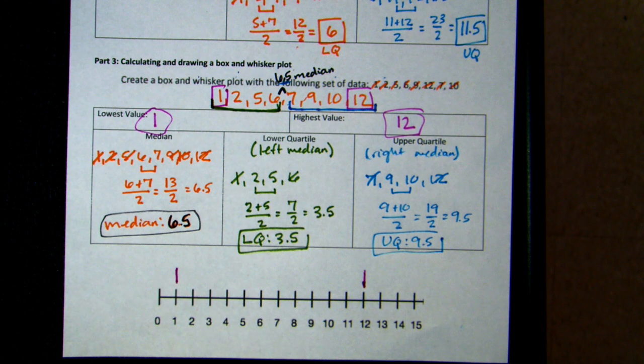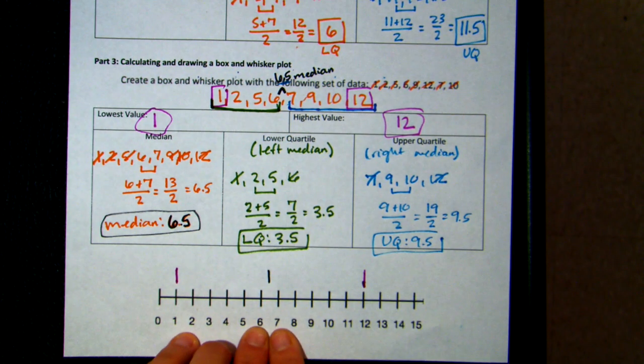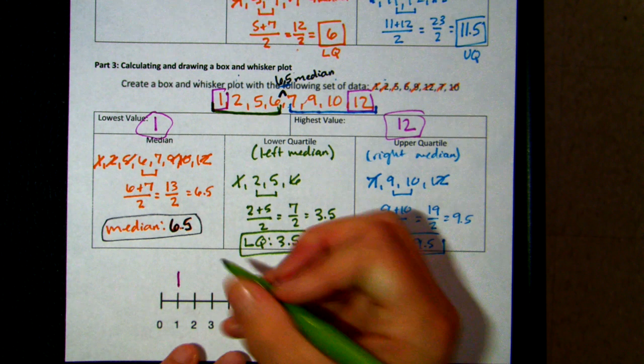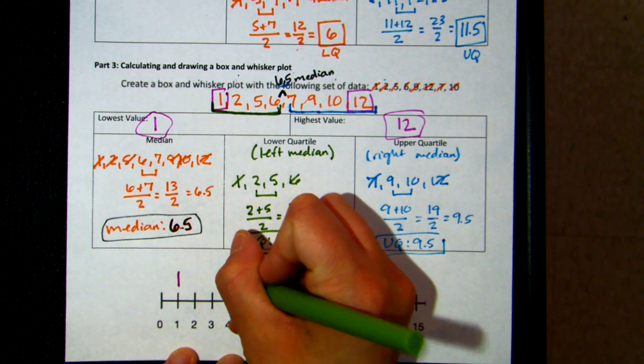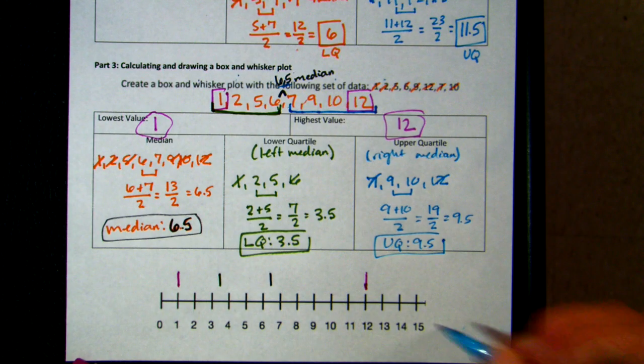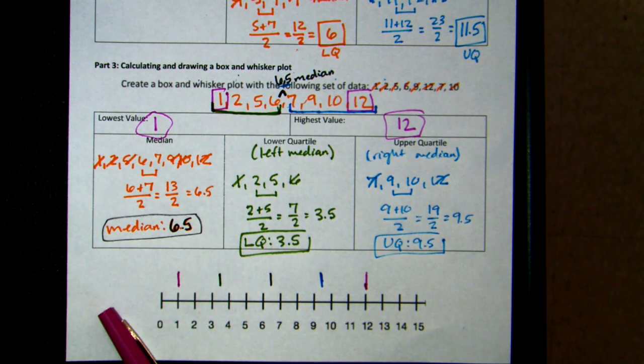Next thing I always draw in is my median, which is at 6.5. So I'm going to draw it in halfway between the 6 and the 7. And then my lower quartile is at 3.5. Again, since I've got that decimal, I'm doing it halfway between the 3 and the 4. And my upper quartile is at 9.5. Again, halfway between the 9 and the 10.